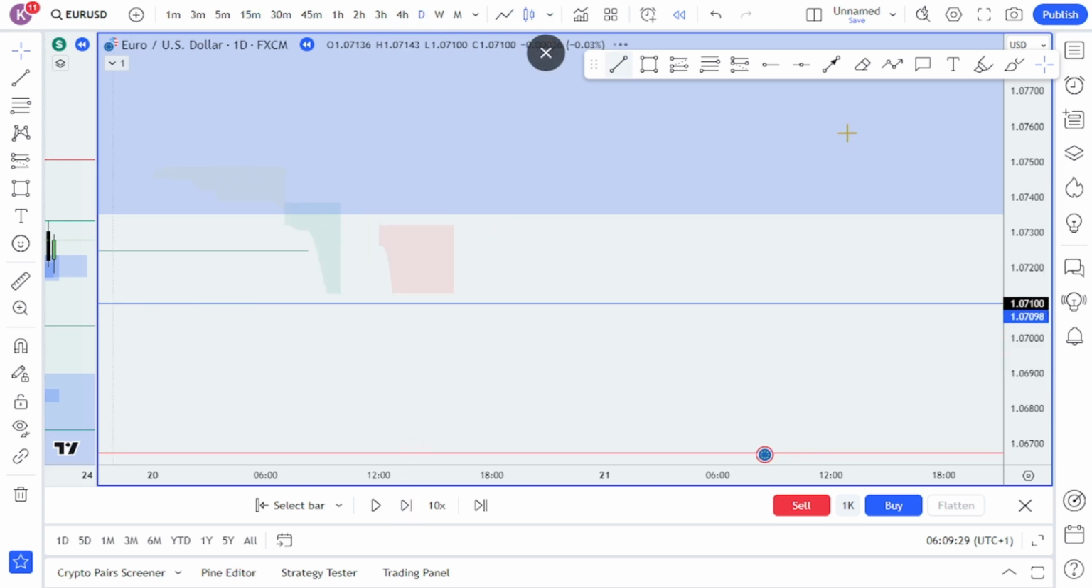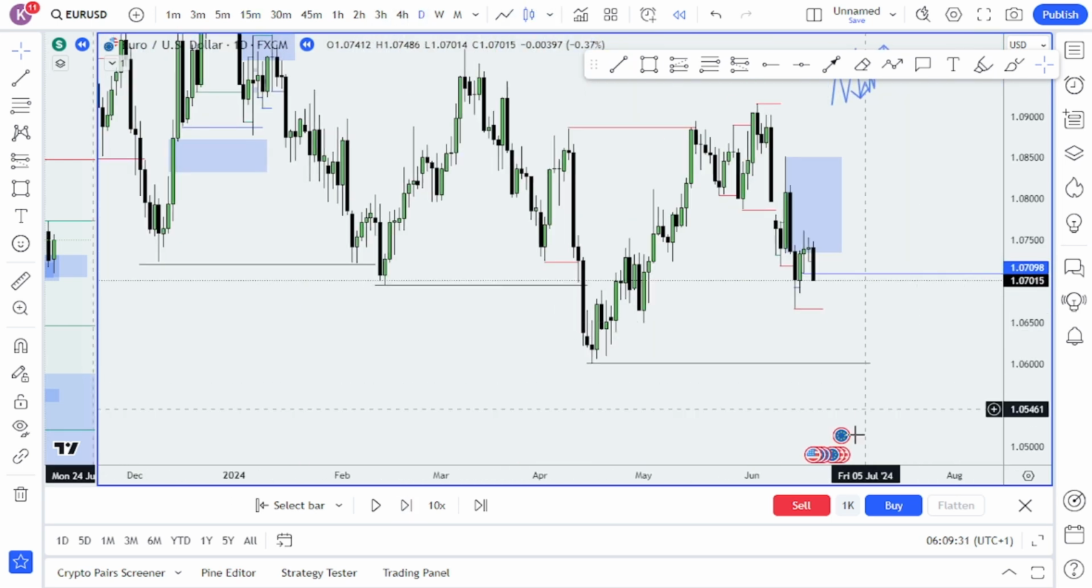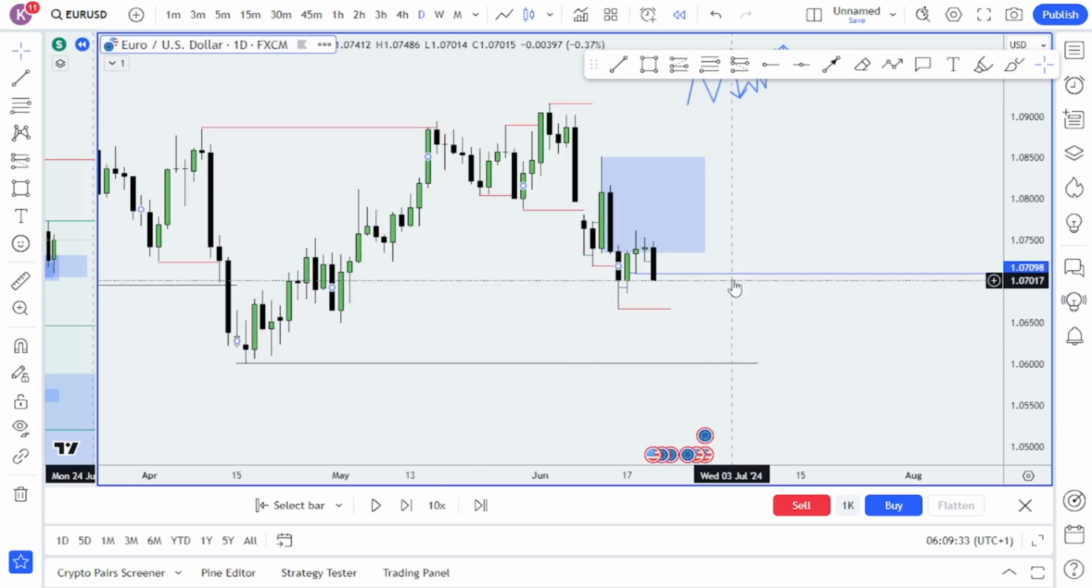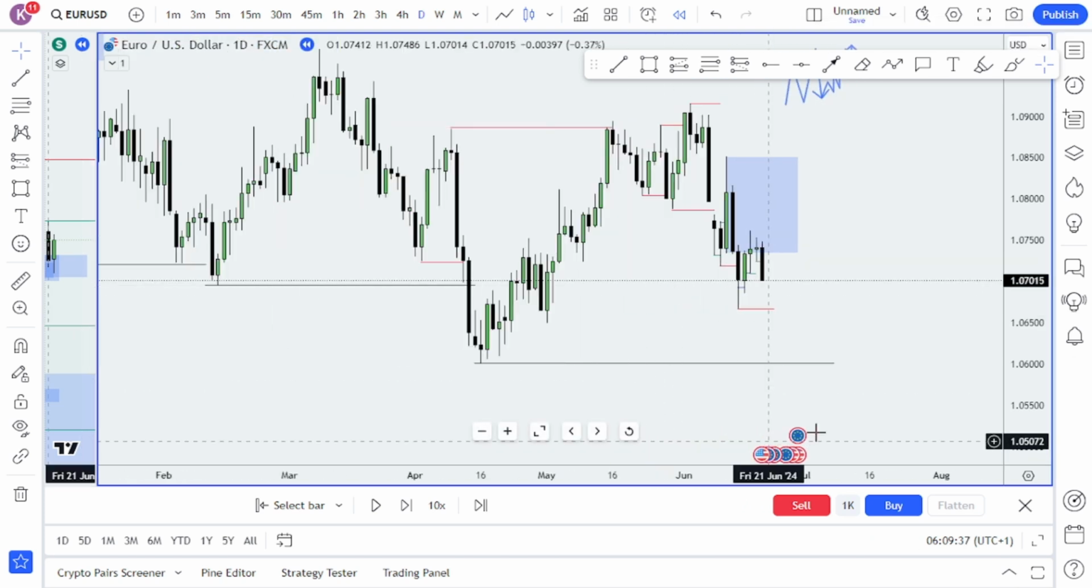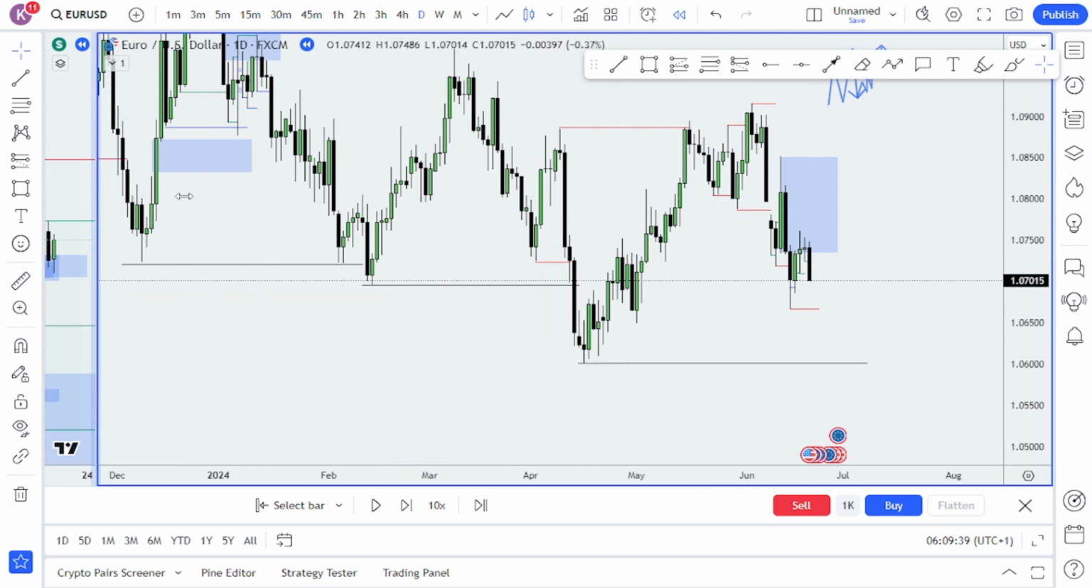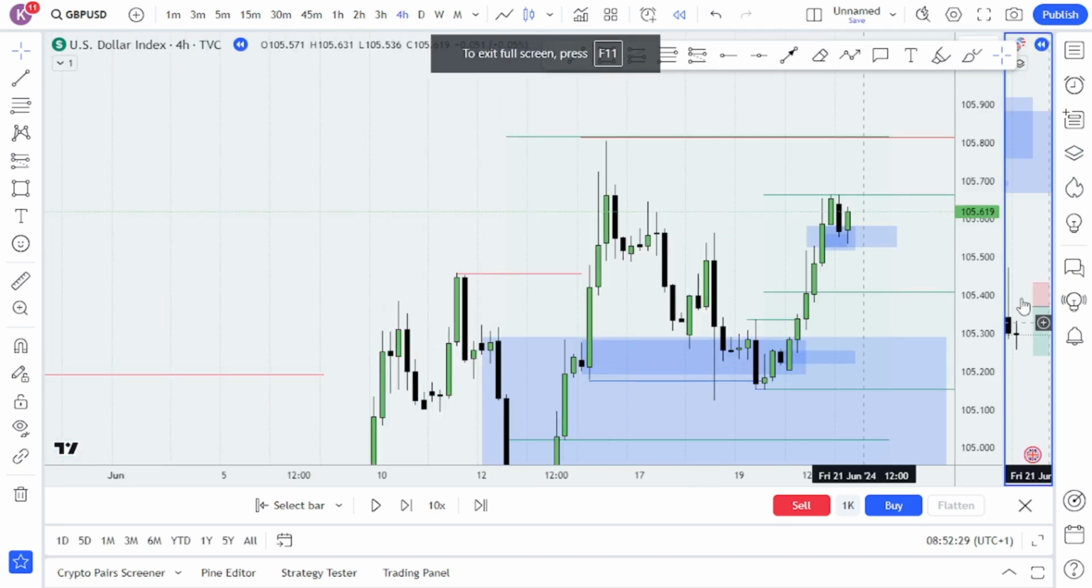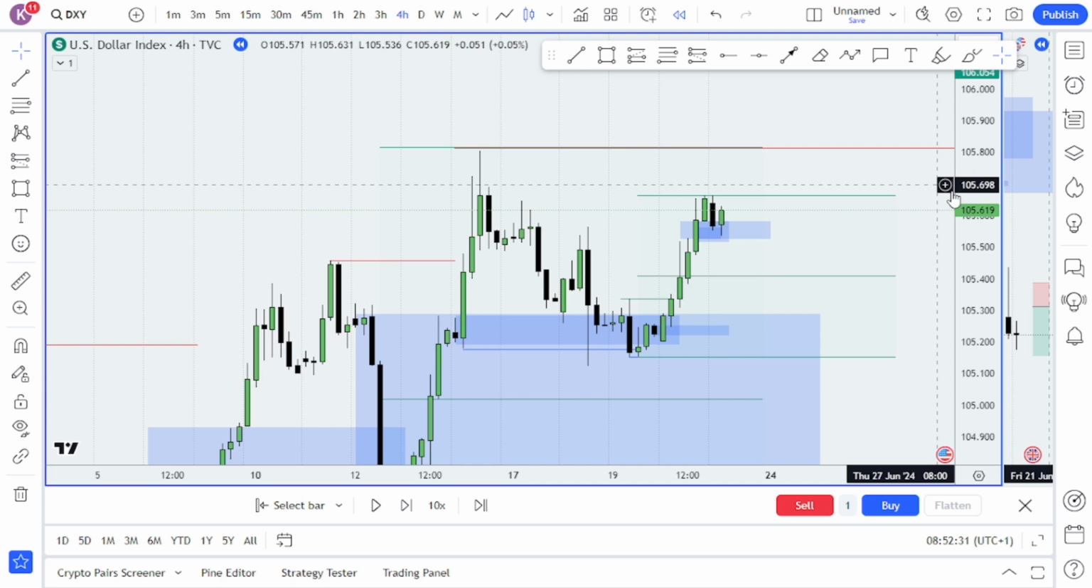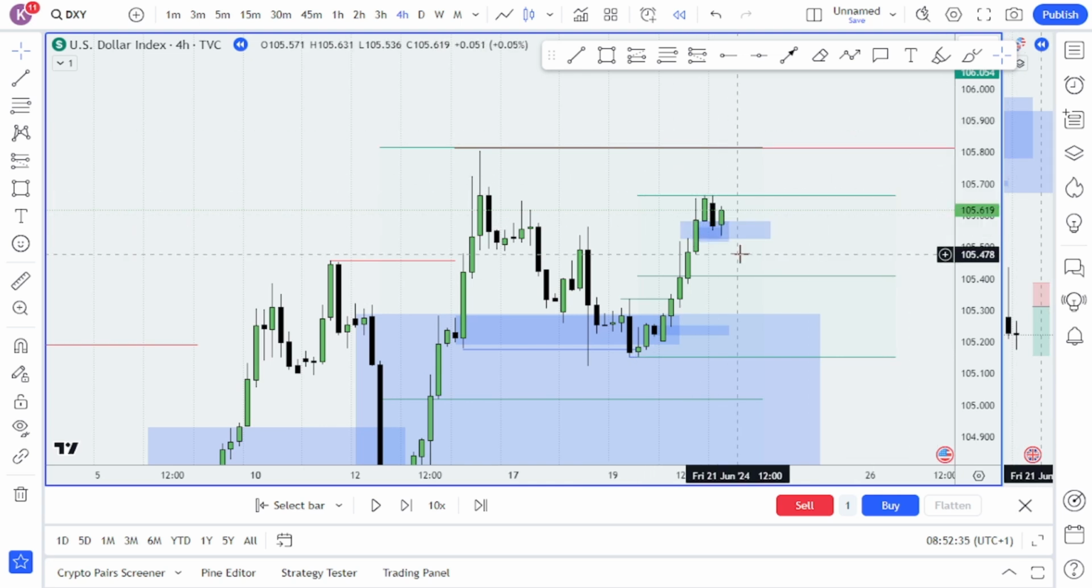Let's look at the daily first. Now it's obvious that price is coming lower to that red line. That's how you know your draw. It's obvious that price is coming there on the daily. But Friday is a very tricky day. So why is it tricky on Friday? On DXY, what's happening on Friday?